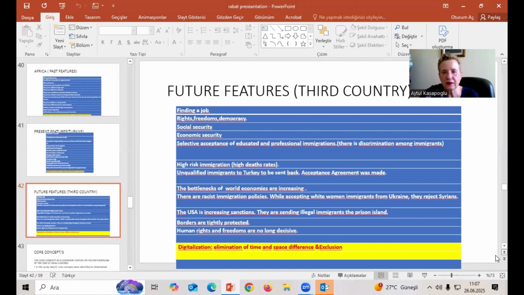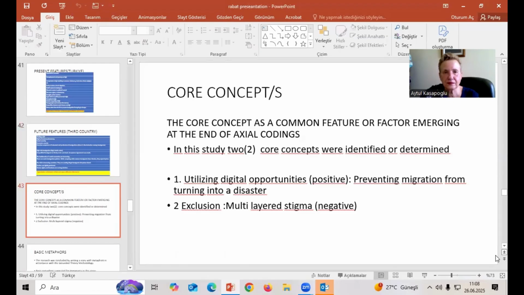While accepting white women immigrants from Ukraine, they reject Syrians. The USA is increasing sanctions. They are sending illegal immigrants to prison islands. Borders are tightly protected. Human rights are no longer decisive. And again, the last mark, digitalization.